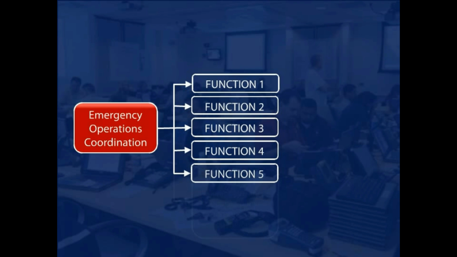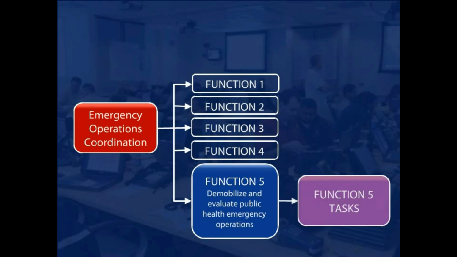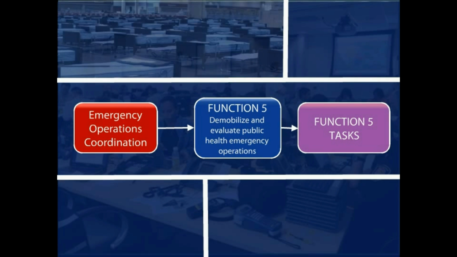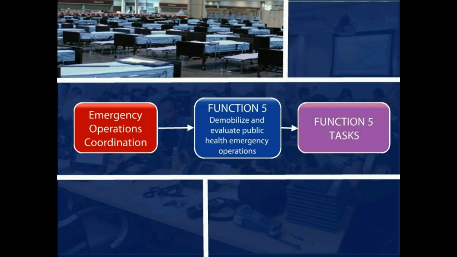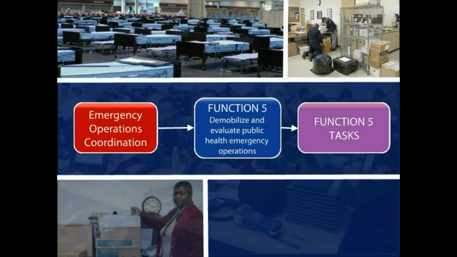Let's jump to Function 5, demobilize and evaluate public health emergency operations, which involves 5 tasks. Getting back to normal has its own challenges. How will we gradually step down the response, and how will we provide for the needs of our public health responders? We'll need to pack away all the supplies such as cots, screens, and equipment, making sure they're in good condition and in the right locations for use next time. We'll also need to inventory supplies like gloves and masks for replenishing.